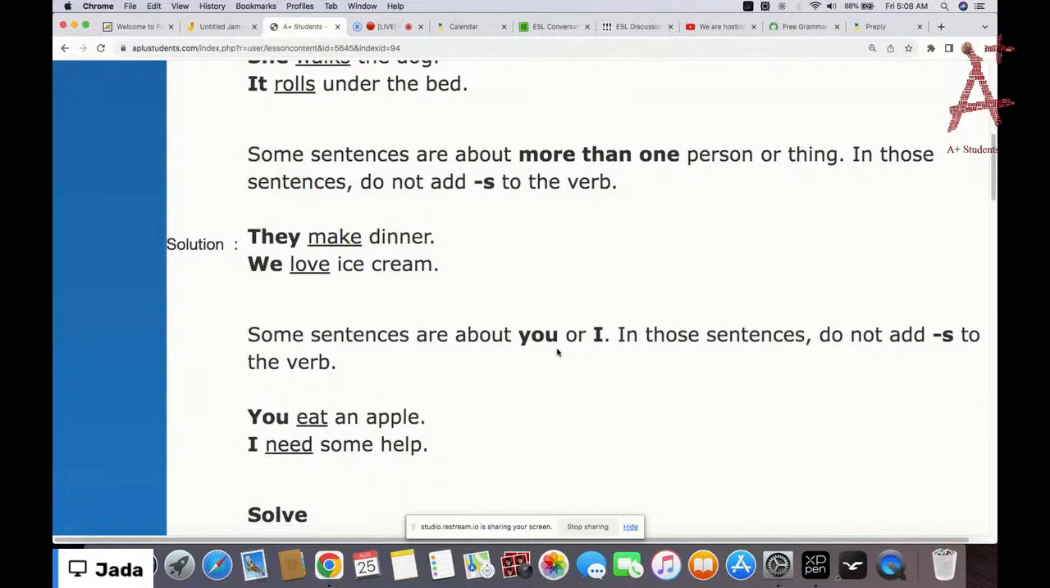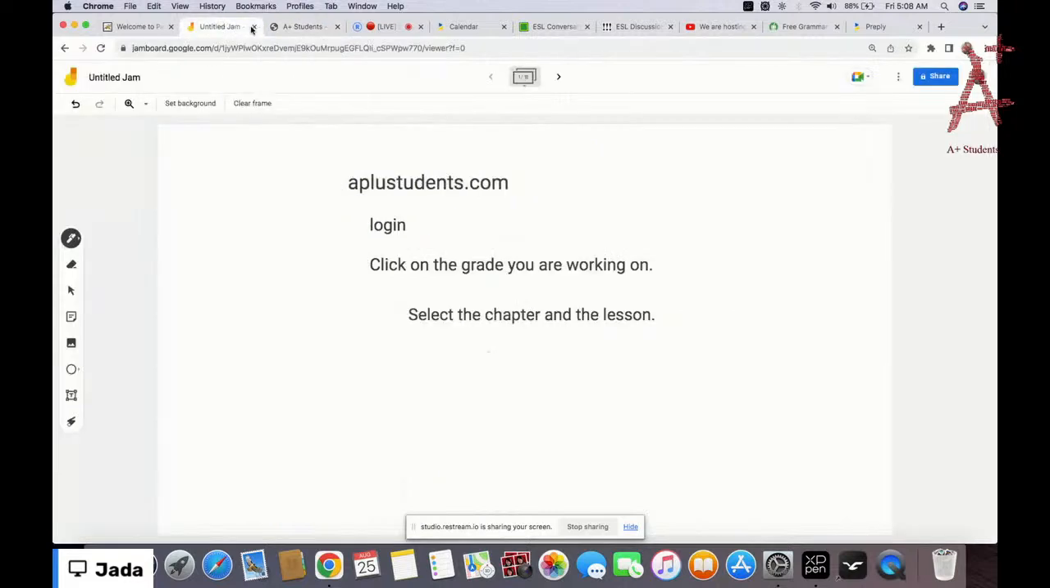So some sentences are about you or I. In those sentences, do not add s to the verb. So when it's referring to you or I, you do not add s to the verb. You eat an apple, I need some help. So you see, you cannot say I needs some help, just like this.